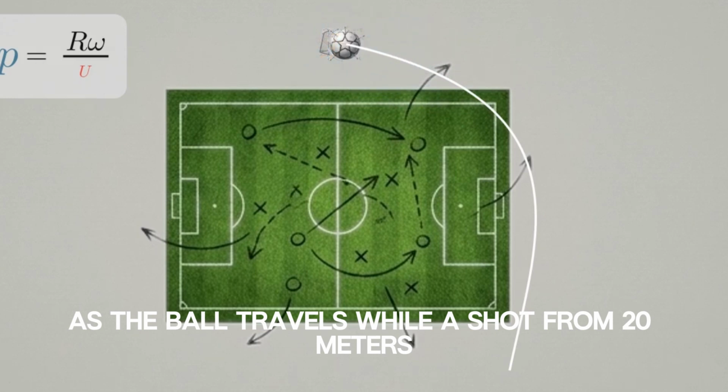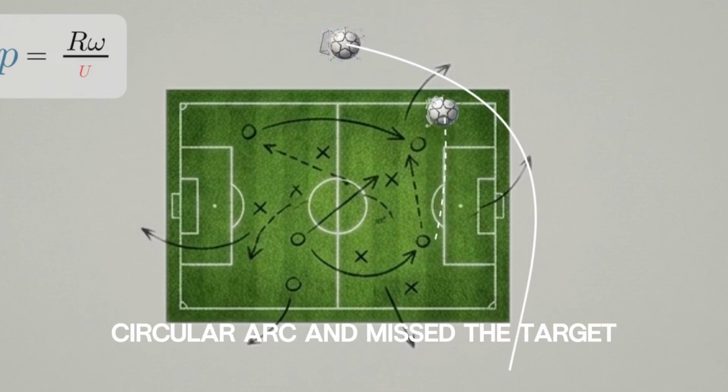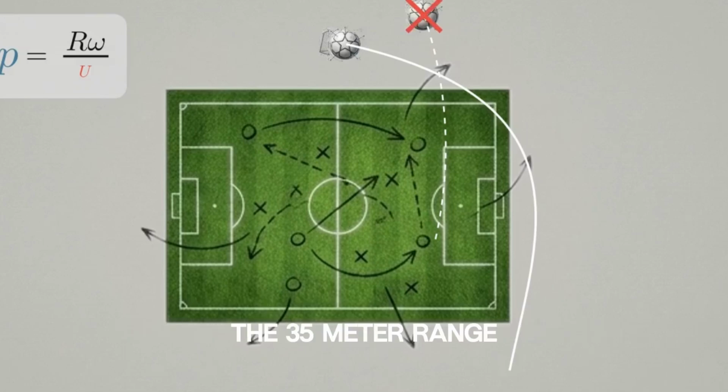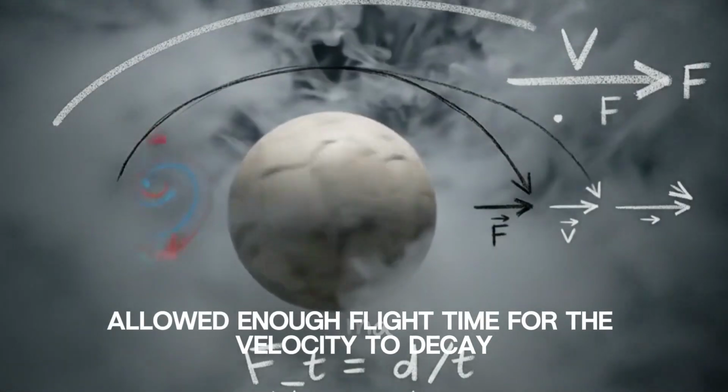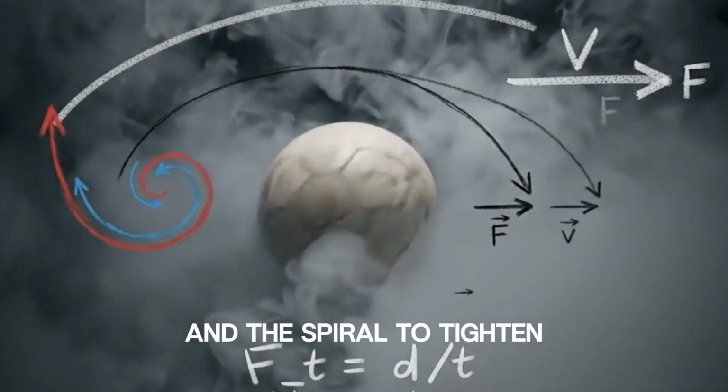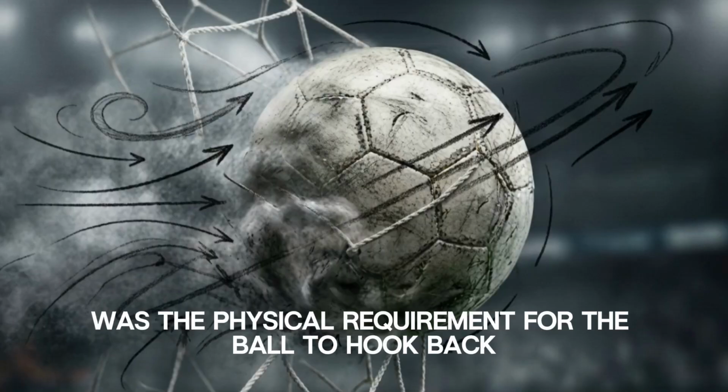While a shot from 20 meters would have followed a simple circular arc and missed the target, the 35-meter range allowed enough flight time for the velocity to decay and the spiral to tighten. That extra distance was the physical requirement for the ball to hook back on target.